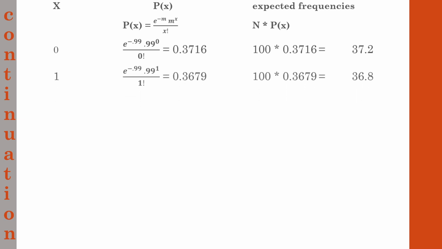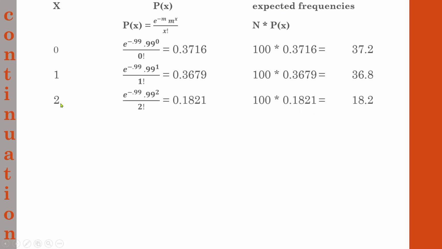Next one. When the value of x is 1, it is almost similar to the methods which we have done previously. You need to substitute the value of 1 wherever x has come. Here it is e raised to minus 0.99, into 0.99 raised to x, that will be 1. Here also x factorial, here it is 1. So the value is 0.3679. So you need to multiply it with n. 100 into 0.3679, you will get 36.8.